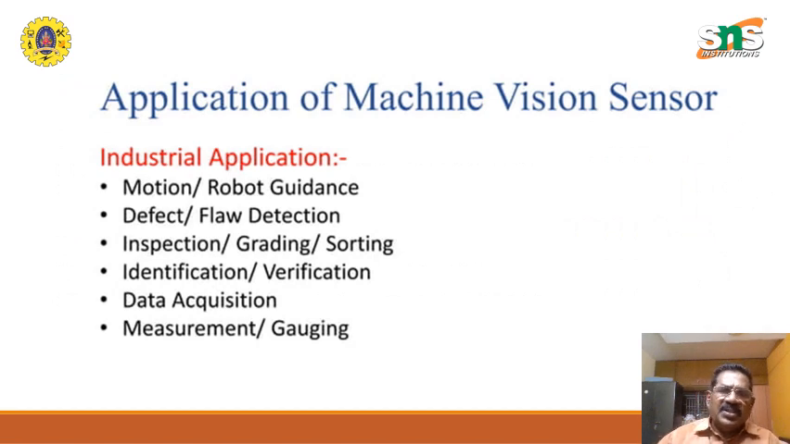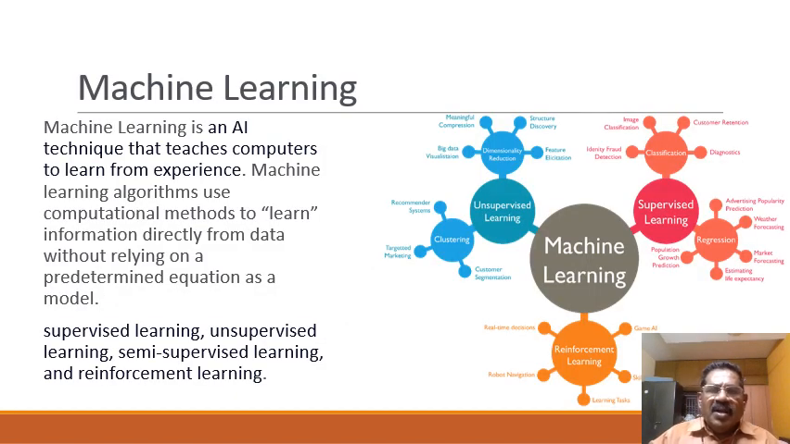The applications of machine vision sensors are like this: for motion and robot guidance. It is also used for flaw or defect detection, inspection, grading and sorting. Then the identification and verification of data, acquisition, measurement and gauging. For all these kinds of things, we use machine vision sensors. Extending this is machine learning. Using machine vision, you can make an algorithm to detect or classify data.